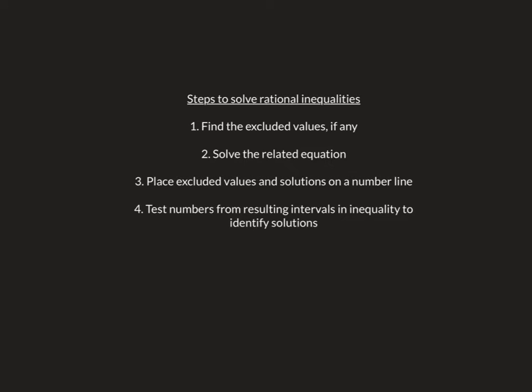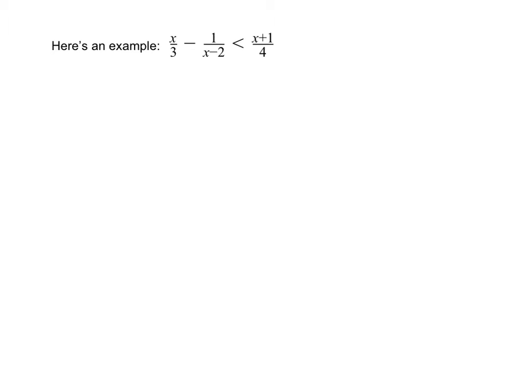Now, we did these steps when we were doing quadratic inequalities, except there were no excluded values back then. So let's look at an example. The very first thing I want to do is to identify any excluded values here. And you can see that I've got a factor of x minus 2 here, which means there's an excluded value: x cannot equal 2.